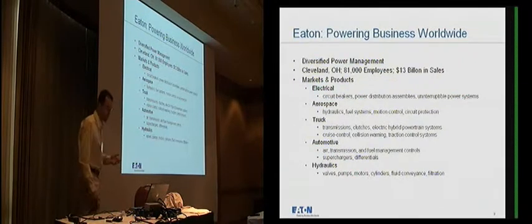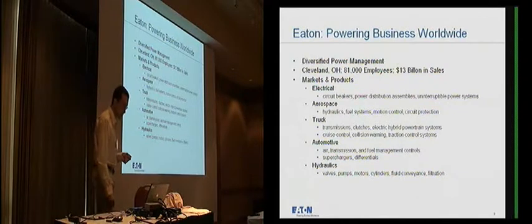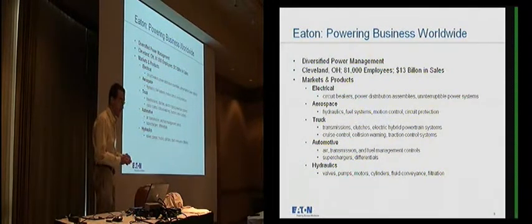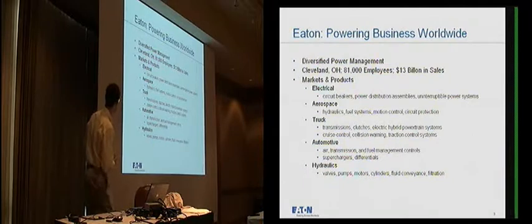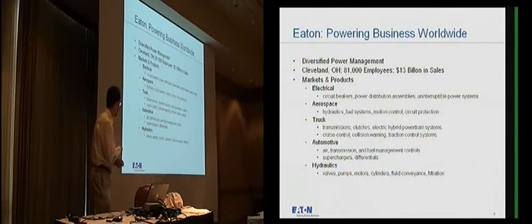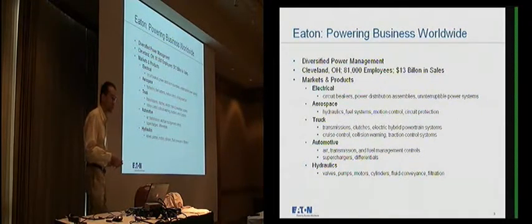So Eaton's a big company, about 80,000 employees worldwide. We did about $13 billion in sales last year. The company itself is in diversified power management. That basically means all the products we make and sell have something to do with managing power, whether it's electrical power, mechanical power, or fluid power. There are five primary groups: the electrical group, the aerospace, truck, automotive, and then the group that I belong to, hydraulics.